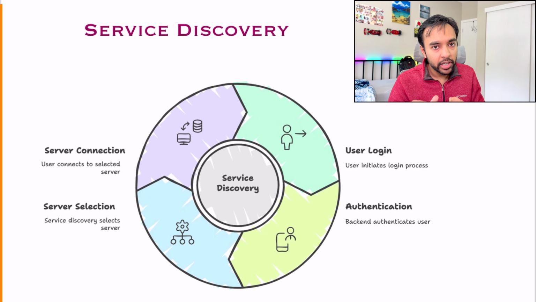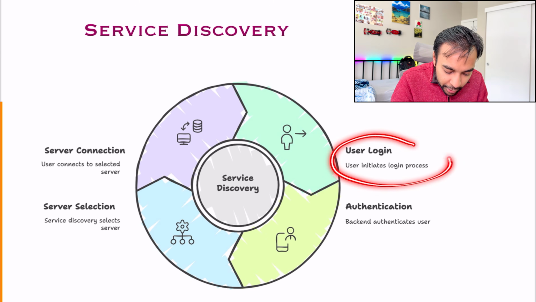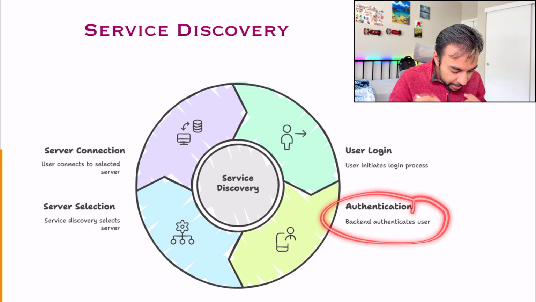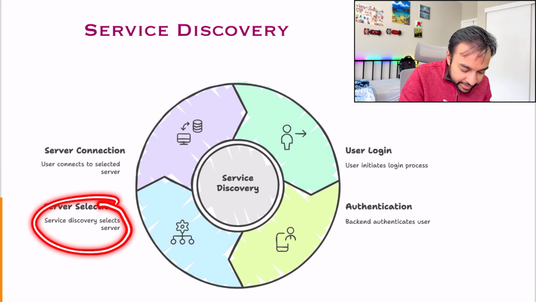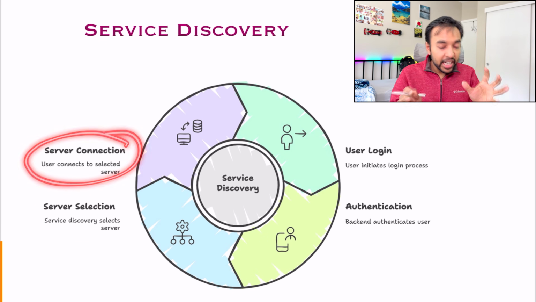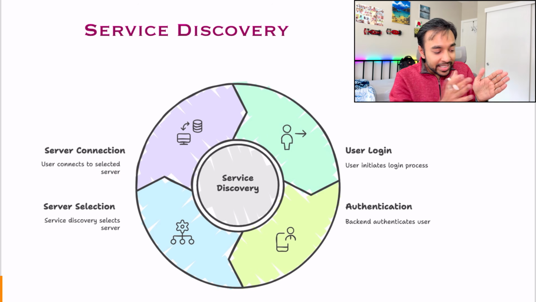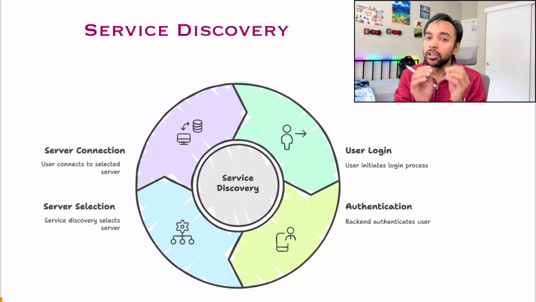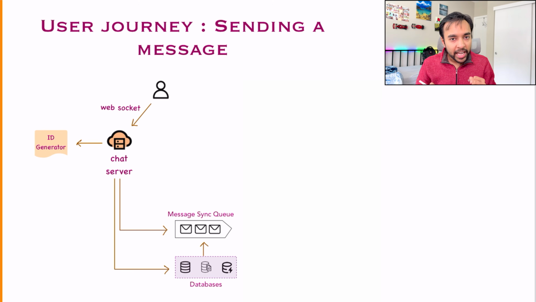So what happened over here? The process we did, this is known as the service discovery cycle. Basically, the user logs in, you authenticate, the server selection starts, and then the user is connected to a specific server. This is going to be their server for this particular session. What happens next now? Let us continue with our journey.